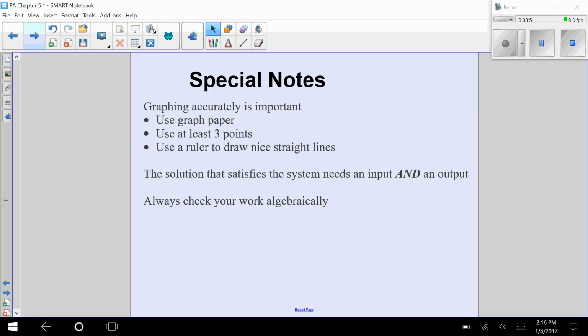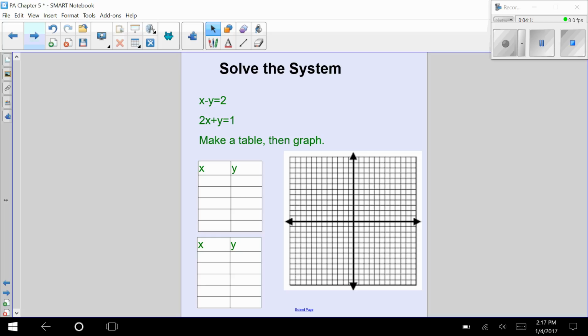And the solution that satisfies the system needs an input and an output. So your solution will never be 3. Your solution could be (3, 5). Has to be a coordinate point. And then always check your work in both equations. So we're going to solve this system. We're actually not going to make a table.